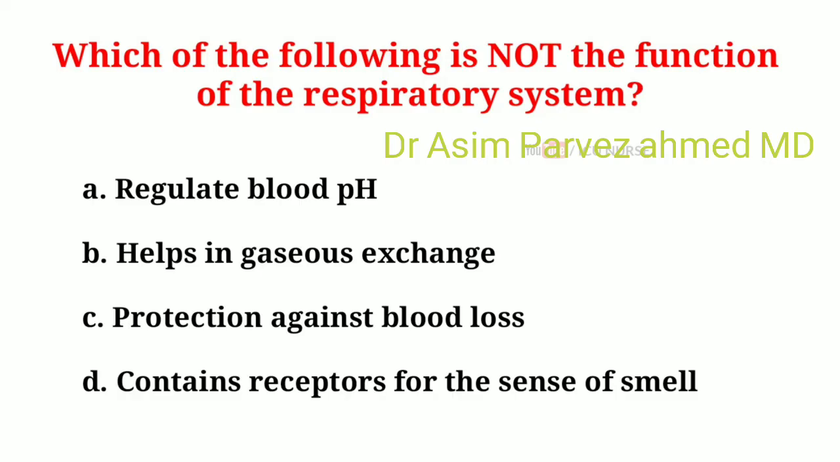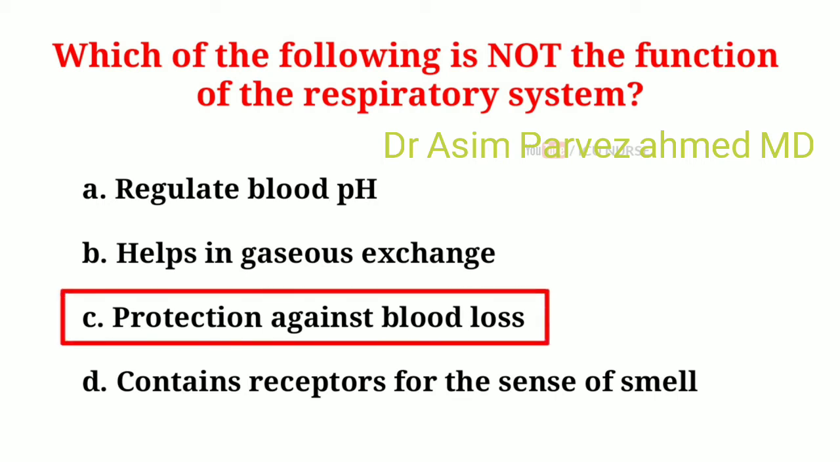Which of the following is not the function of the respiratory system? A. Regulate blood pH, B. Helps in gaseous exchange, C. Protection against blood loss, D. Contains receptors for the sense of smell. And the correct answer is C. Protection against blood loss.